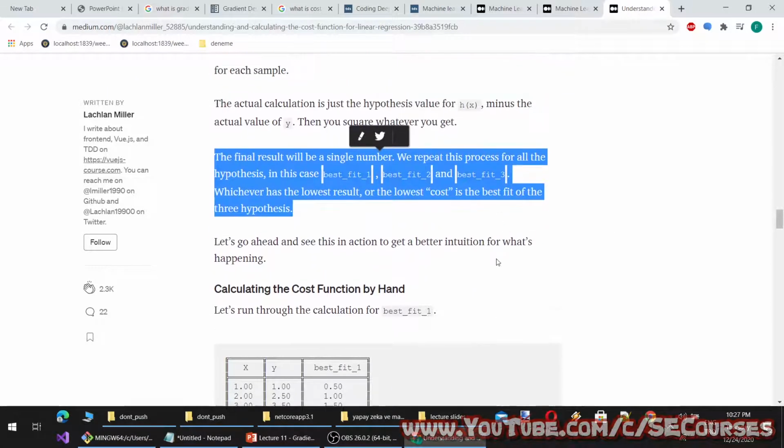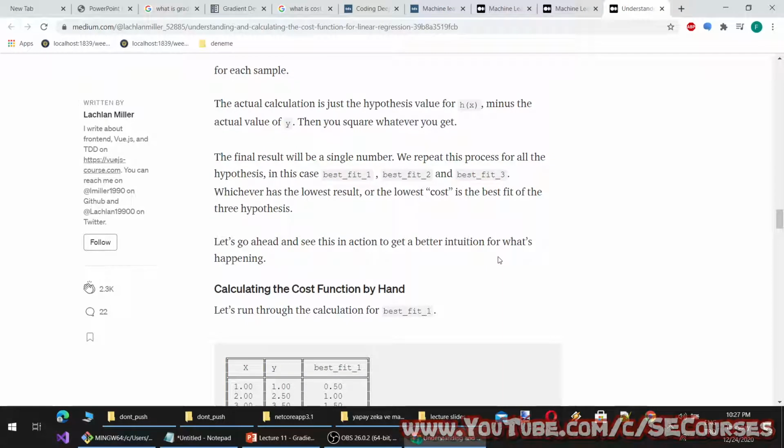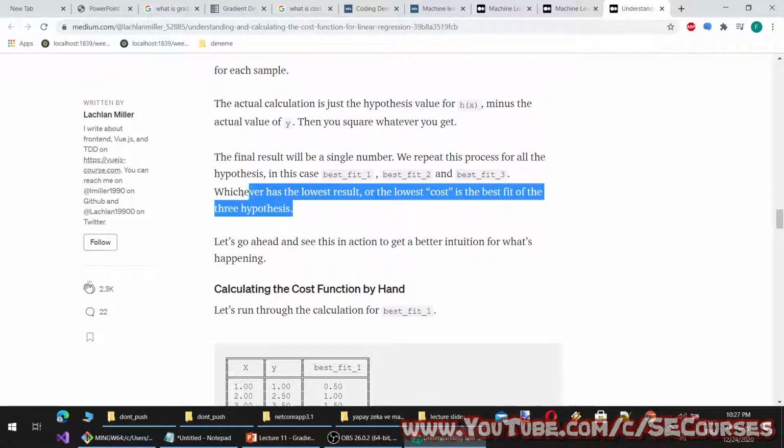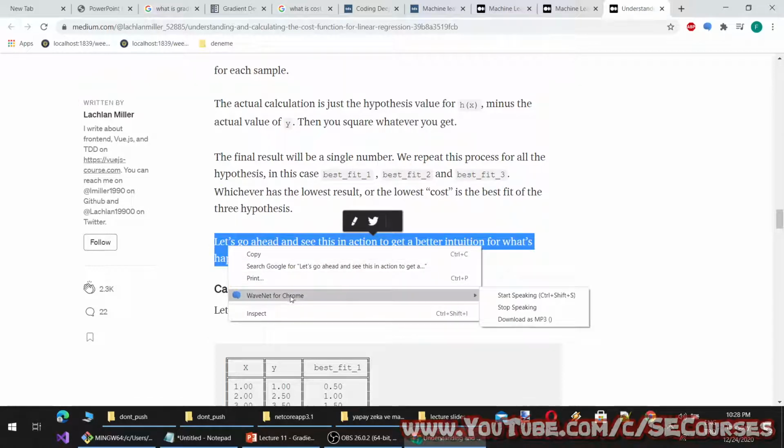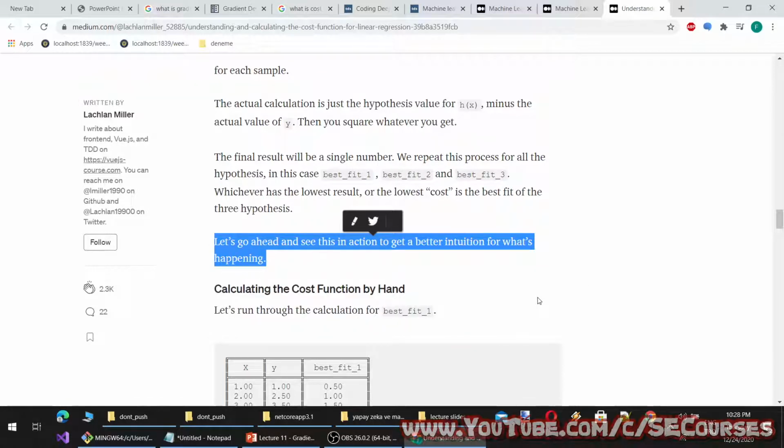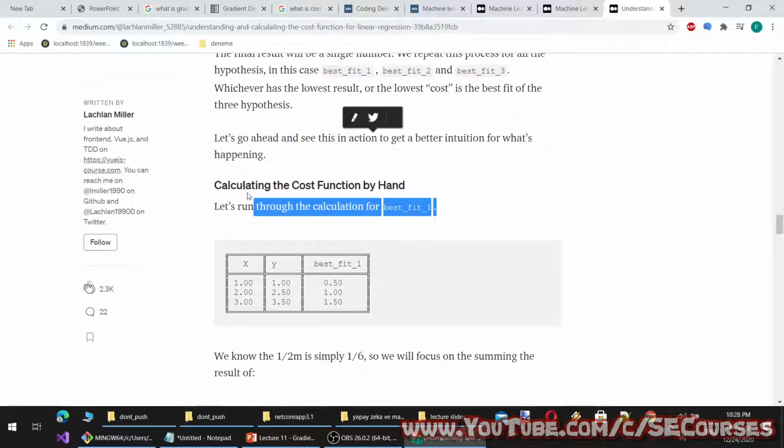The final result will be a single number. We repeat this process for all the hypotheses, in this case best_fit_1, best_fit_2 and best_fit_3. Whichever has the lowest result, or the lowest cost, is the best fit of the 3 hypotheses. Let's go ahead and see this in action to get a better intuition for what's happening.